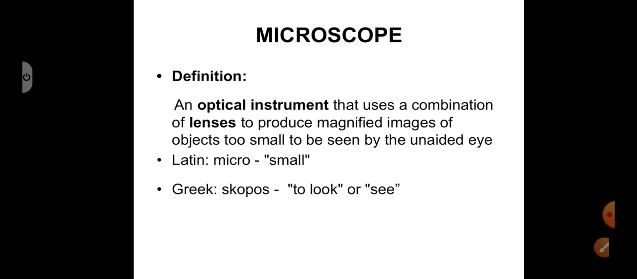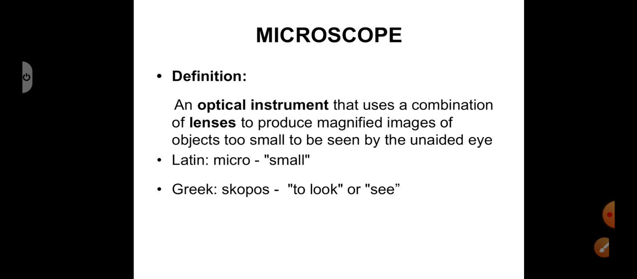What is the definition of microscope? Microscope is nothing but an optical instrument that uses a combination of lenses to produce a magnified, that is enlarged, image of the objects which are too small to be seen by the unaided eye. Okay, so the resolution power of our eye is just 200 microns, whereas that of the microscope is 0.2 microns.